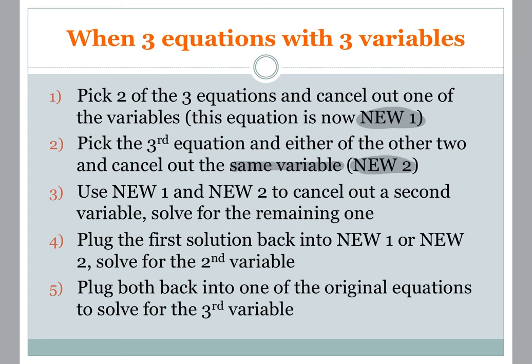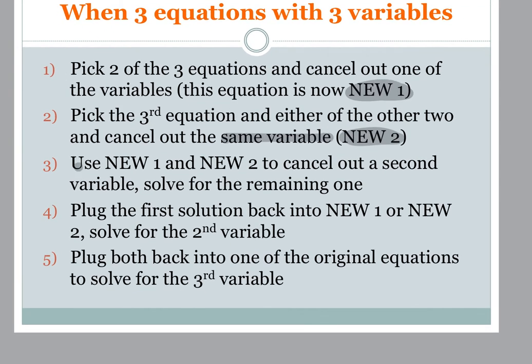Now, if you've done it correctly, new one and new two have the same variables. If you didn't, then you haven't gotten rid of the variable you need to get rid of, right? So if I have x and y from new one, I have x and y from new two. If I did x and z, then I need x and z. Whatever two I have from one has to be the same as the other. Then we use new one and new two with elimination to cancel out the second variable. So this goes back to what we just did in yesterday's. We're going to have two equations with two variables.